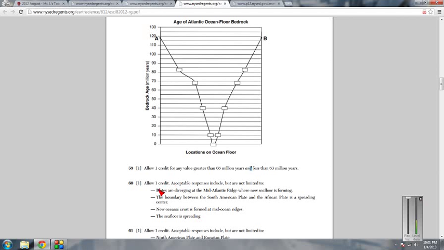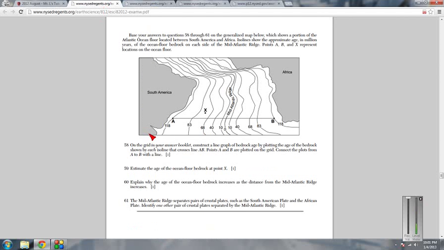They want: plates are diverging at the mid-Atlantic ridge where new seafloor is forming. So if you said that the tectonic plates are spreading apart, so it's youngest in the middle, that's where the new crust forms. Good. South American plate and African plate are spreading. New oceanic crust is forming. The seafloor is spreading. I mean, that's really simple. You can give her just credit for seafloor spreading. That's really good. Back to the test.